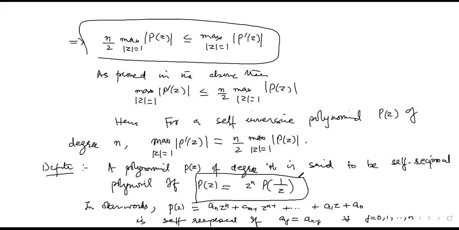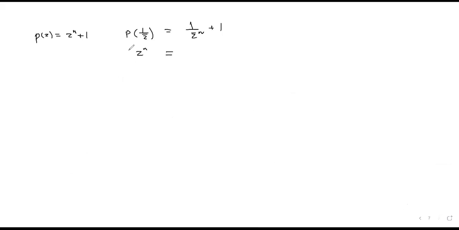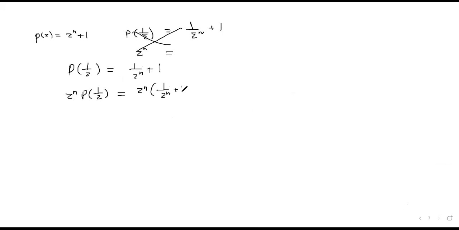In the case of self-reciprocal, there is no bar. That is why this will work, otherwise a bar should have come here, because conjugation should be there somewhere if p of z is equal to z raised power n times p of 1 by z bar. Anyways, so then of course p of 1 by z will be 1 by z raised power n plus 1, and z raised power n into p of 1 by z is equal to z raised power n into 1 by z raised power n plus 1, that would be z raised power n plus 1.